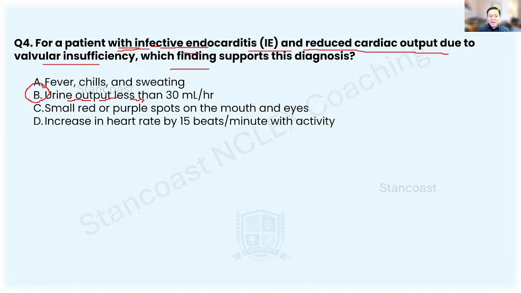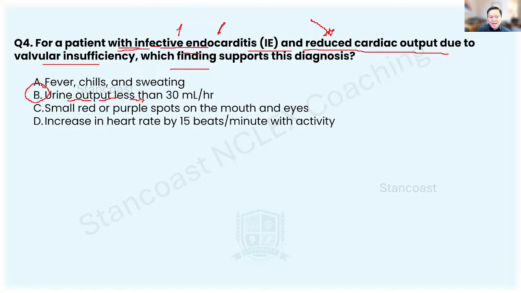I know that infective endocarditis is an infection, right? Fever, chills, sweating are the common manifestations of infective endocarditis. But they are not directly caused by the reduced cardiac output. Please take note of that. So you have two things to watch out for here, guys. The infective endocarditis, which is really the cause, okay? And the other one, which is the reduced cardiac output.